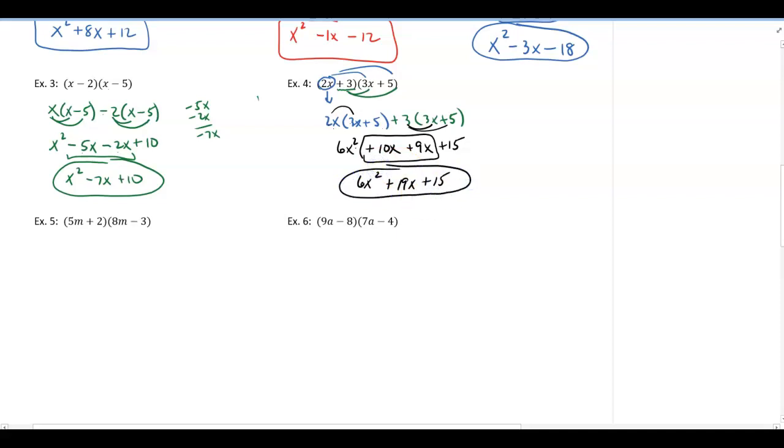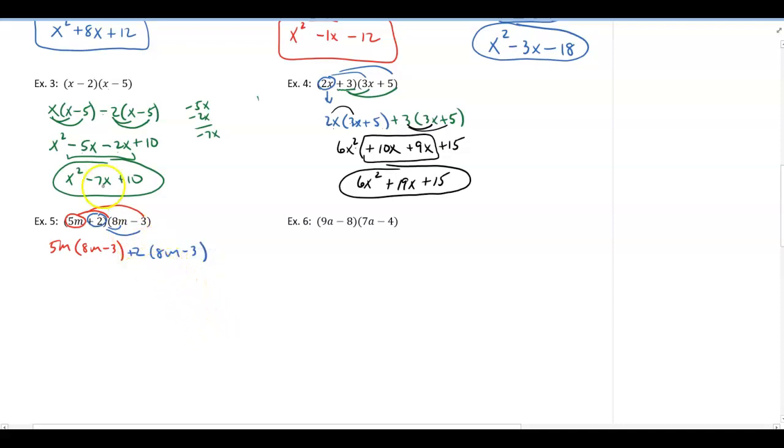Okay, so again, once you know how to master one of these, they're all very identical. So example 5, I'm going to first pull out this 5m and distribute it to the 8m minus 3. Then I'm going to pull out the 2, distribute it to the 8m minus 3.